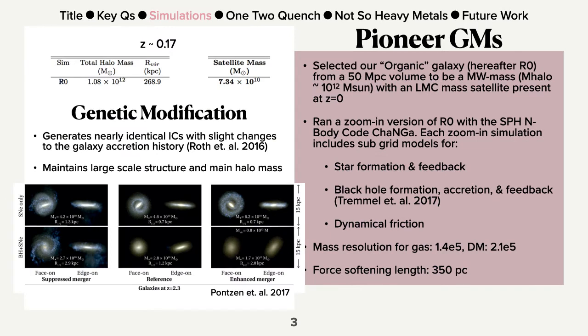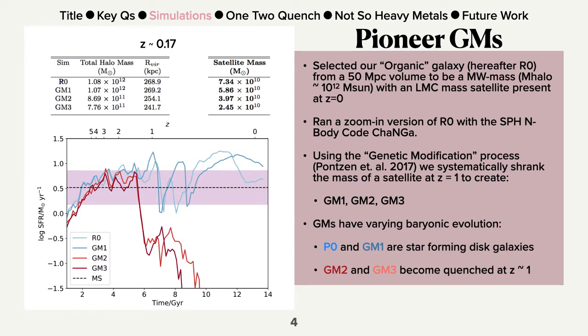Then we used the genetic modification process of Roth et al. 2016 to create 3 nearly identical initial conditions of our galaxy, which maintain the large-scale structure and final main halo mass of the original, while allowing for slight modifications to the accretion history. For this sample, we systematically shrank the mass of a satellite galaxy to produce 3 genetically modified galaxies.